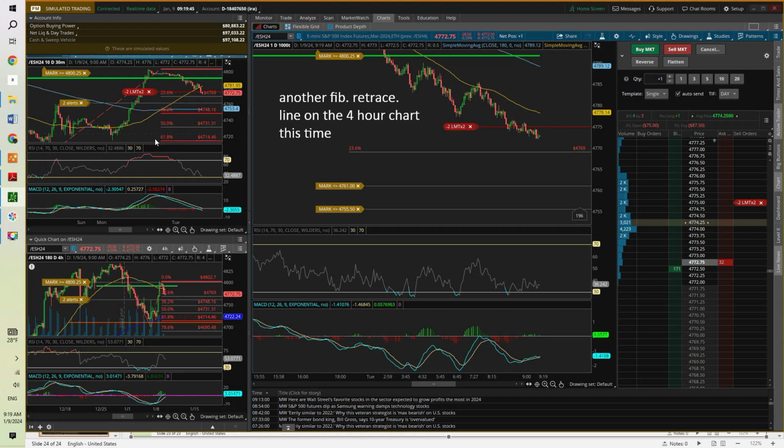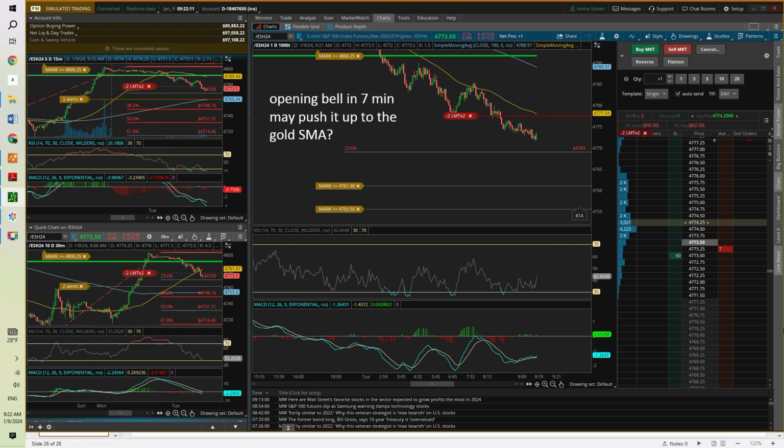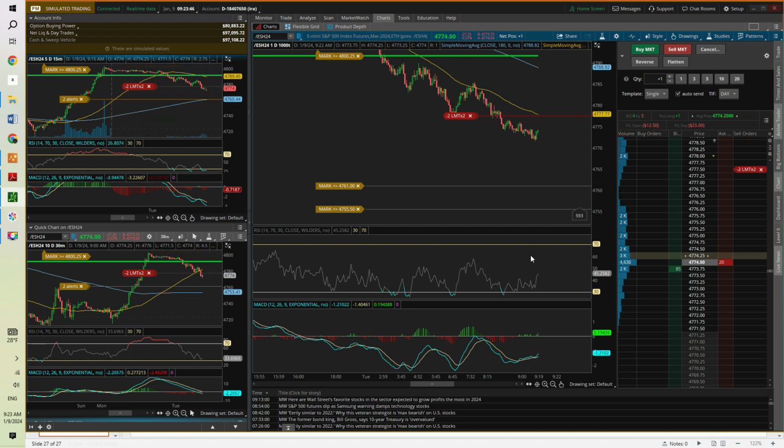And it does kind of look like that dotted red line that I said was pretty decent support right there is just above the 61.8%, which I think is pretty likely. It's pretty likely to hit that. So that's interesting. Okay, opening bell in 7 minutes. It might just be enough to push that up and then get a reverse.